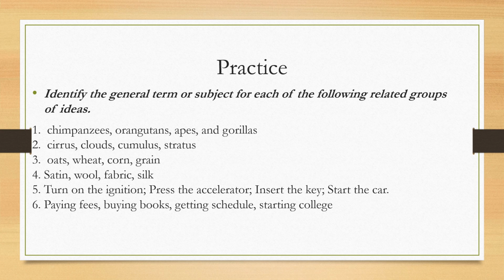You have chimpanzees, orangutans, apes, and gorillas. What is my general idea? If you said apes, you are correct. Chimpanzees, orangutans, and gorillas are all types of apes. Cirrus, clouds, cumulus, and stratus. What is my general idea? What is my topic? If you said clouds, you are correct. Cirrus, cumulus, and stratus are all types of clouds.